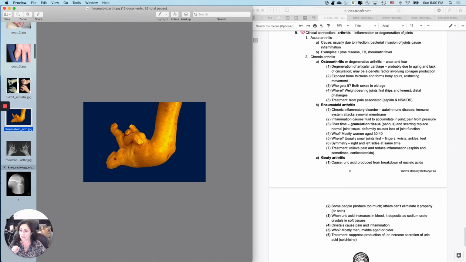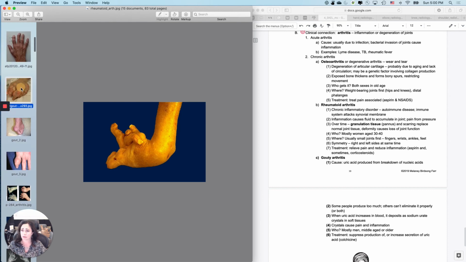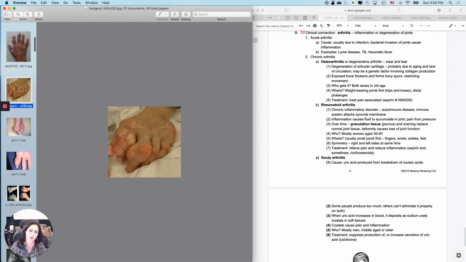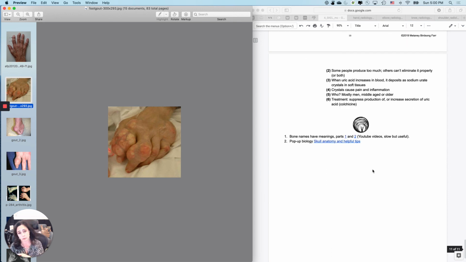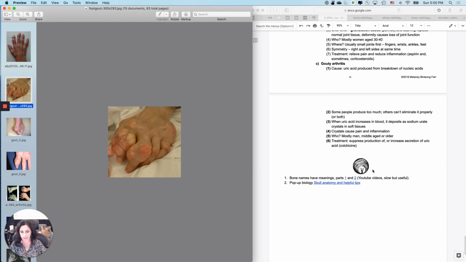Okay, and then last arthritis is gout, also called gouty arthritis. This one is a weird one. It's a chronic inflammatory disorder, but it's related to your metabolism and kind of to your diet. So when we eat protein-rich foods and nucleic acid-rich foods, you produce uric acid, which is a nitrogen-containing compound from the breakdown, and most of us clear it out just fine. But some people produce too much, and some people actually don't clear it very well, or the combination of the two of them.